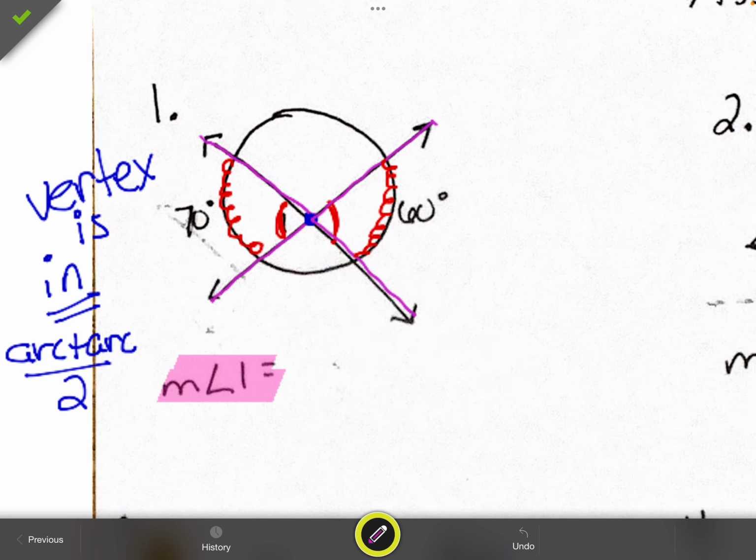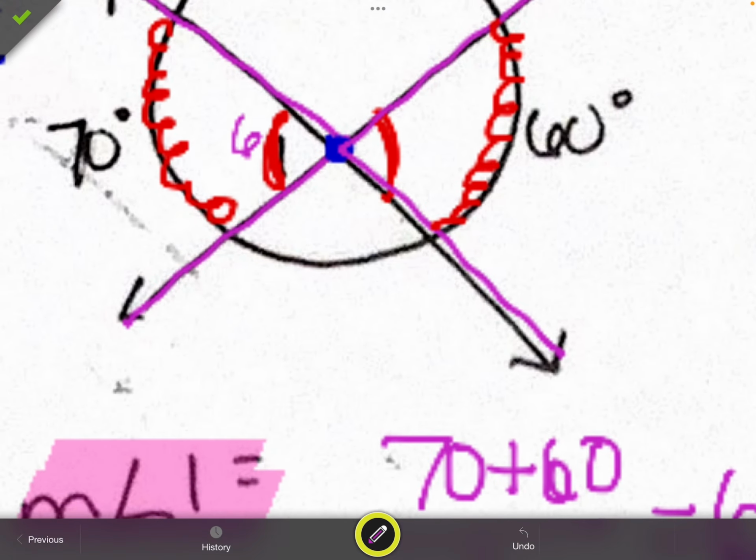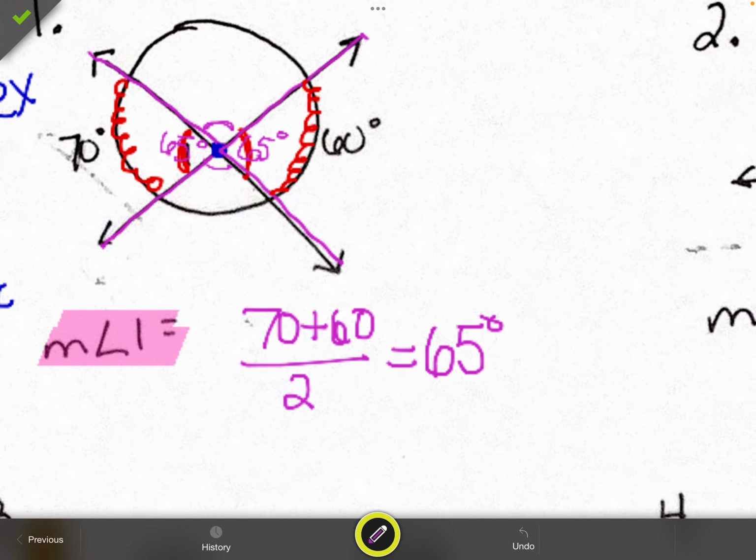So how would we set this up? We would say 70 plus 60 divided by 2. So that's 130 divided by 2. So angle 1 is 65 degrees. So I know this angle is 65. If they asked us this angle over here, we could also write 65. And using old stuff, if they needed it, we could figure out this angle here and here if they really wanted to know. We're not going to do that, but we do know how to find that. So angle 1 is 65. Arc plus arc divided by 2.